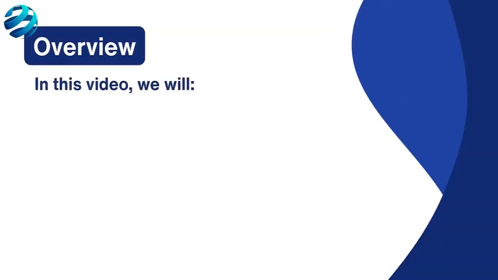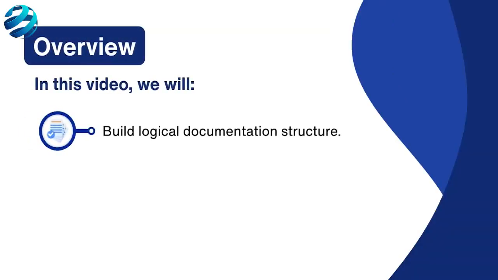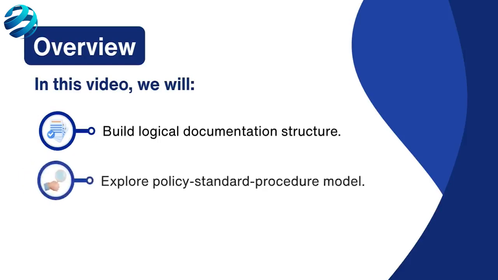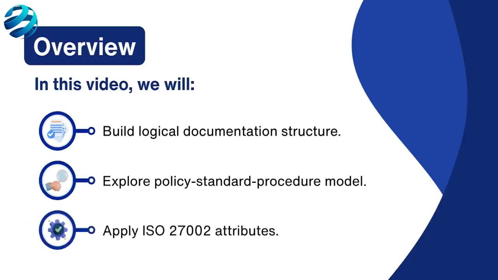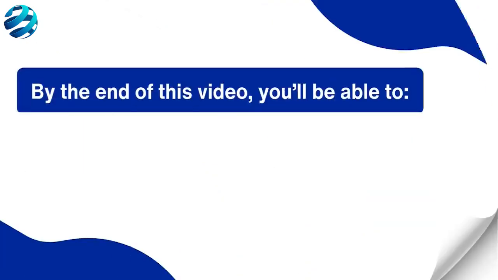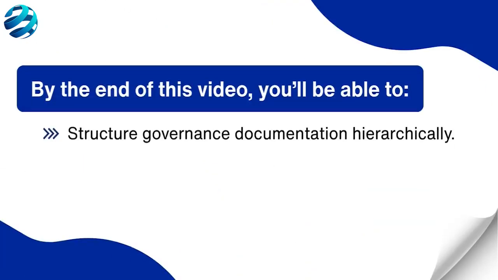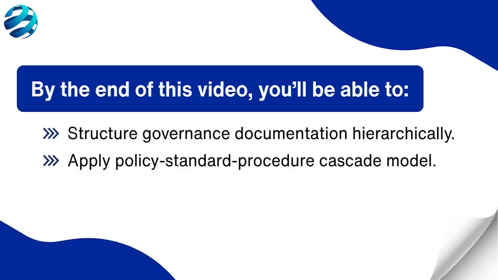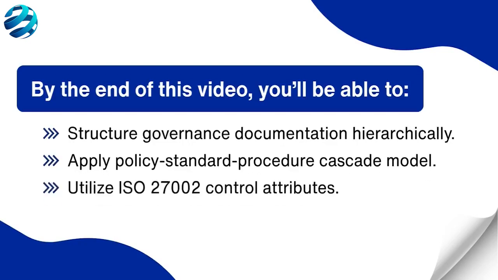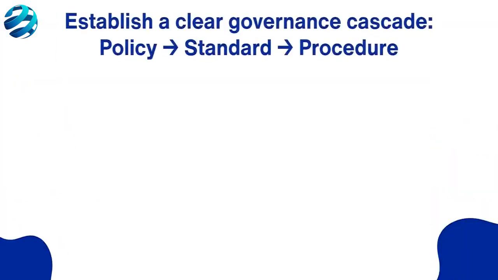In this video, we'll explore how to build a logical structure for your security documentation using the Policy Standard Procedure model and ISO 27002 attributes. By the end of this video, you'll be able to structure governance documentation hierarchically, apply the Policy Standards Procedure Cascade model, and utilize ISO 27002 control attributes. Let's build the pyramid of governance documentation, a simple but powerful model that cascades management intent down to day-to-day operational tasks. Policy, Standard, Procedure Cascade.